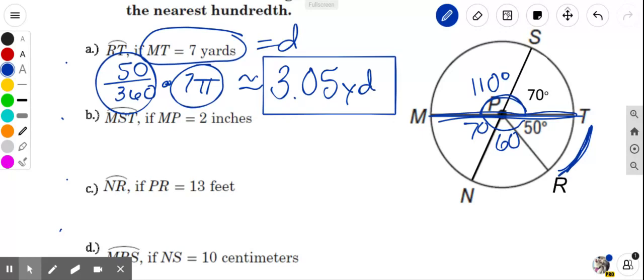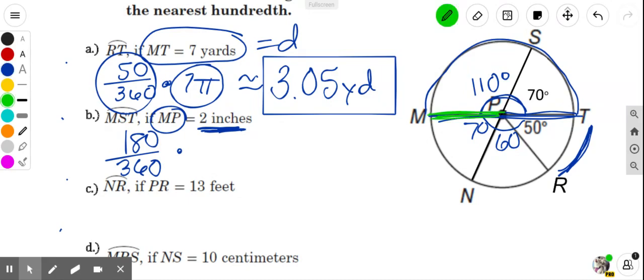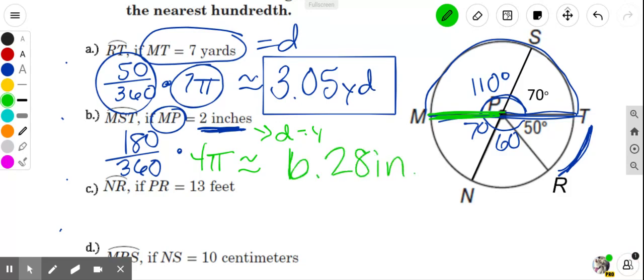Letter B, MST. That's a semicircle, which is 180 over 360, and then times the circumference. Now, I'm not just going to go straight to saying that it's 2 pi because we don't know if MP is a diameter or a radius. So you want to look at the picture. Notice that in this particular one, they gave us a radius of 2. So you can double that and say the diameter is 4 and do times 4 pi, or you could do 2 times pi times 2. It doesn't matter. I typically will always double it and just put the diameter in. So this one should be 6.28 and it's inches.